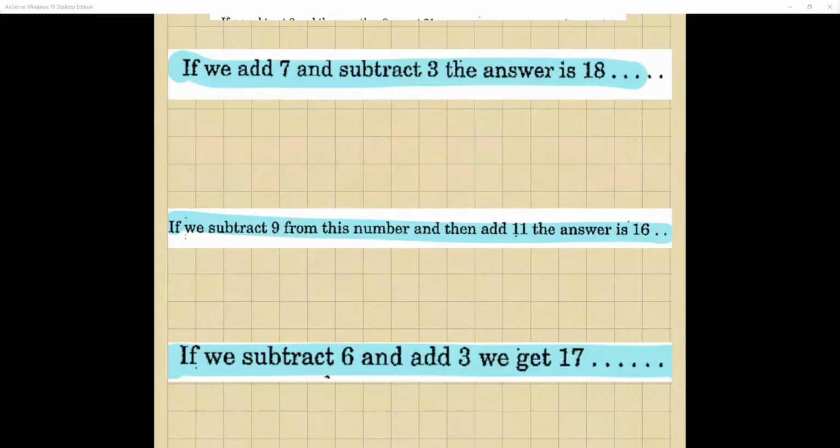Okay, Mr. Mahir, the first three questions are yours. Let's quickly explain them while everybody else finishes them. If we add 7 and subtract 3, the answer is 18. So it'd be x plus 7, take away 3 equals 18.